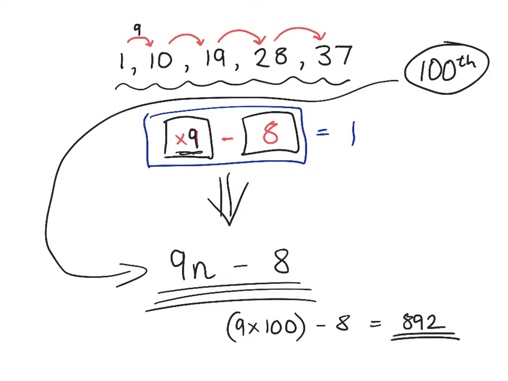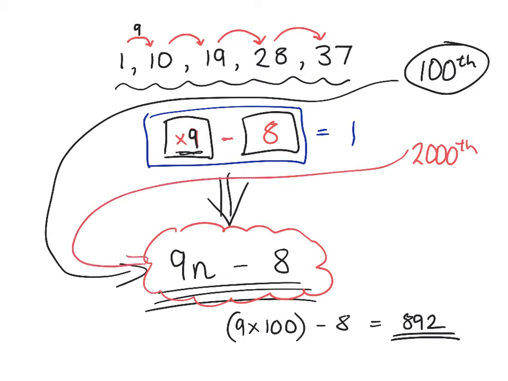So that's the whole point of this. That's the whole point of writing like this, for you to find any term. So if somebody said, right, what's the 2000th number in that sequence? You'd put 2000 through that. So it becomes 9 times 2000 is 18,000. Take away 8 is 17,992. That's the whole point of it.